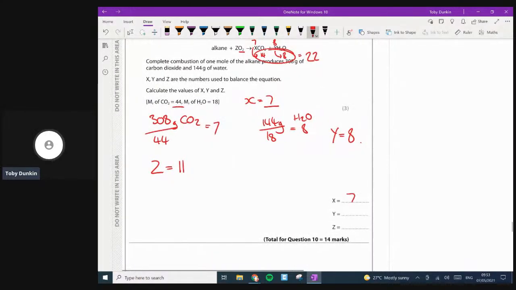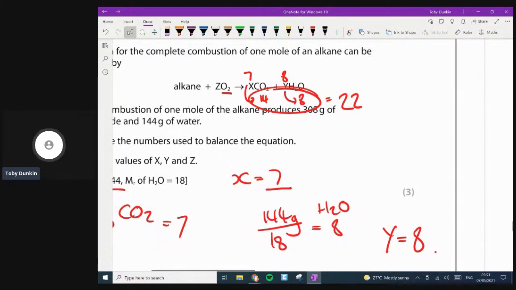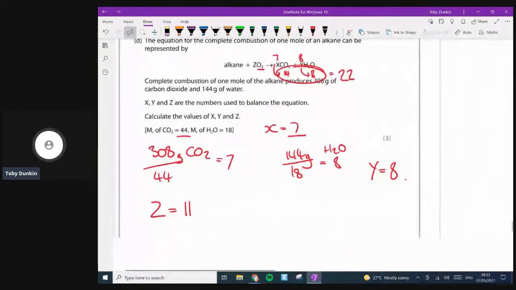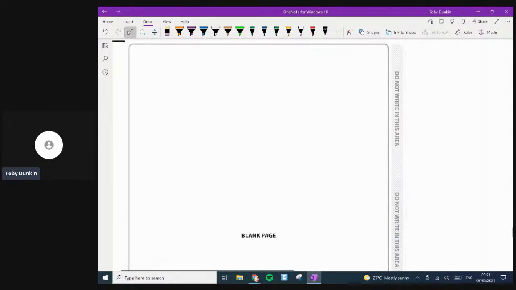So X is 7, Y is 8, and Z is 11. I hope that all makes sense for you guys. That's actually quite a clever question. I think that's really neat. I like that one. Makes sense to me. I like it. Next.